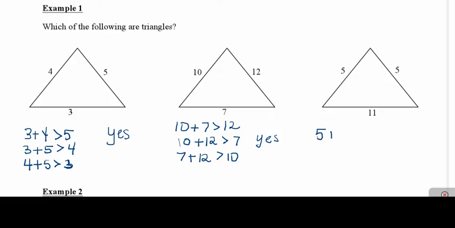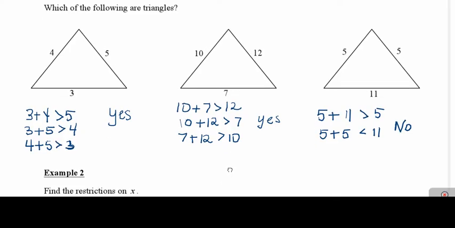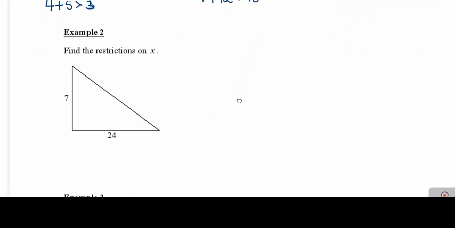Now in our third possibility, we are going to do the exact same thing. So 5 plus 11, that is greater than the third side of 5. But then we run into a problem when we try to add 5 plus 5, because we know that sum is not greater than 11. Therefore, we would not classify this third example as a triangle because it does not satisfy the triangle inequality theorem.